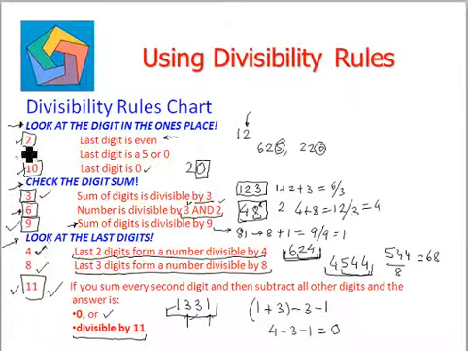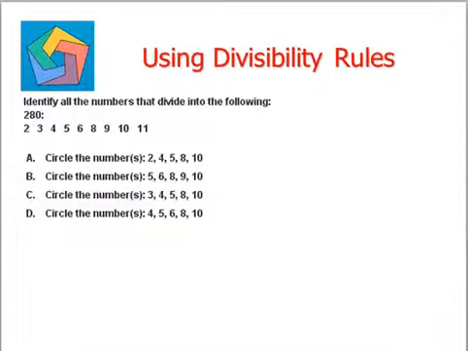Using these rules, we'll look at some questions. The first one says identify all the numbers that divide into the following. So here we are given 280.